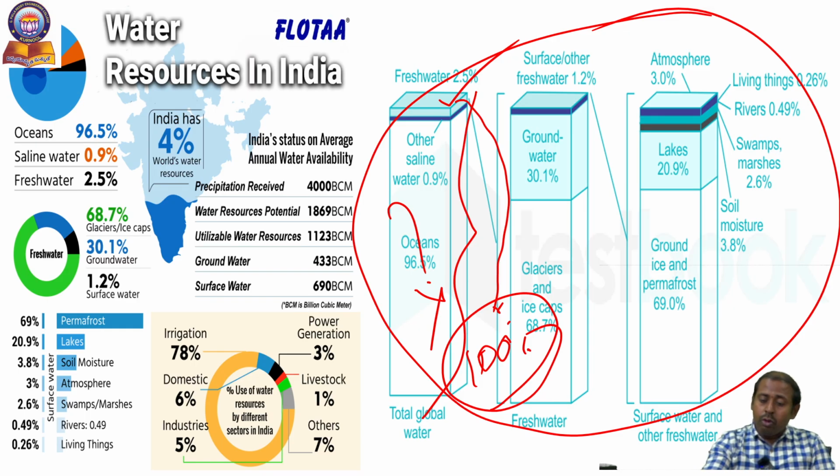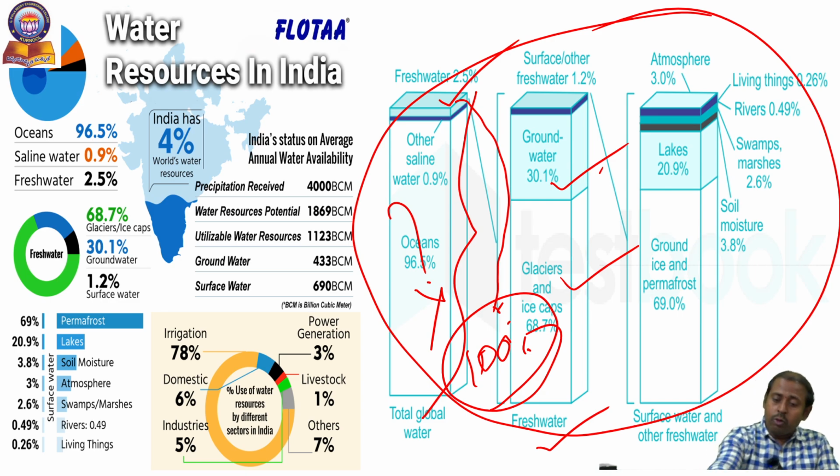Glaciers and ice caps account for 68.75%, groundwater is 30.1%, and the remaining surface and other fresh water is 1.2%. So this is the status of the water. This is fresh water, totally fresh water.